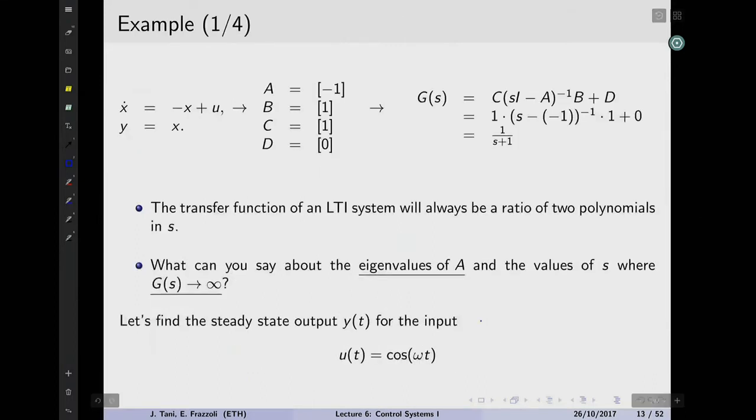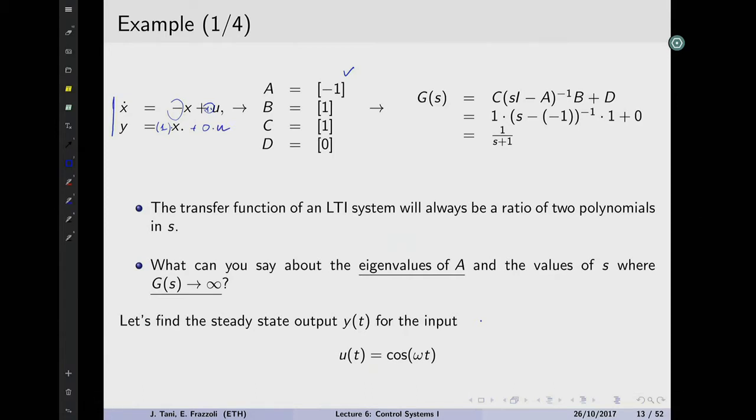So let's do a simple example here. Let's suppose we have a scalar system, a system where basically it's described by these equations here. By inspection, it's easy to tell what the A, B, C, D matrices are, because the A here is whatever is the relationship between x dot and x. It's a minus one. The B here is just a one, because it's the relationship between the x dot and the u. The C has been chosen here again to be one, and the D is zero, because we don't have an extra term here.